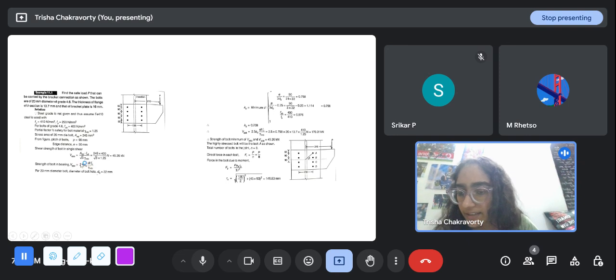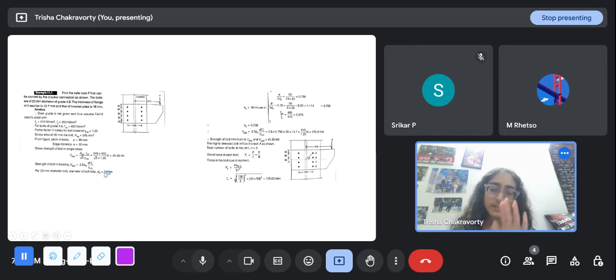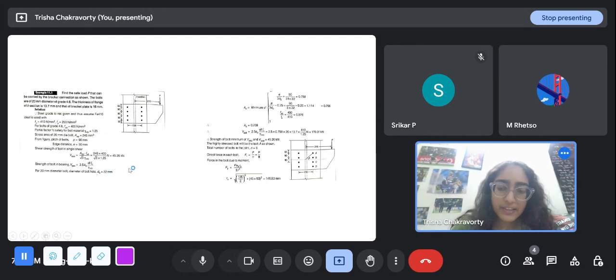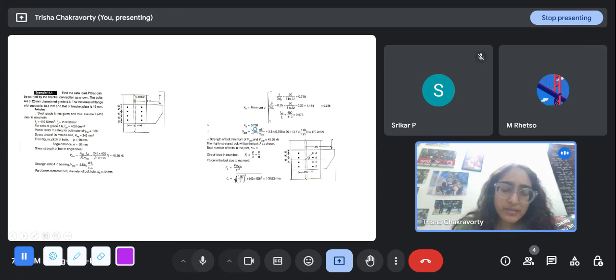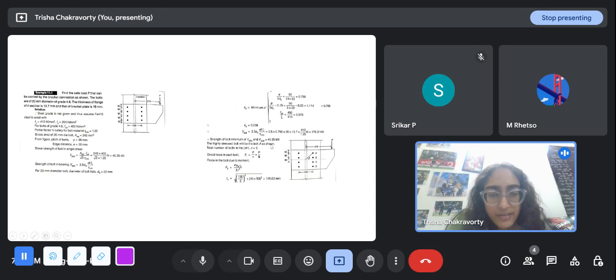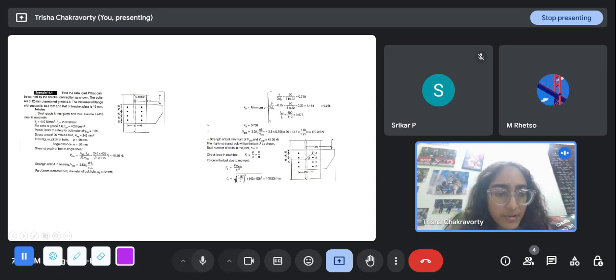The strength of bolt in bearing, again that we have studied, is 2.5 kb into d into t into fu by factor of safety. For a 20 diameter bolt, diameter of bolt hole is 22. These are listed in the IS 800. You don't have to memorize these, you will be provided with these. Kb is the minimum of these. So this is the value. As usual, we generally see that the bearing capacity is much higher than the shear capacity, so the shear capacity is the critical one. So strength of bolt is the minimum of shear and bearing, that is 45.26 kilonewton. The highest stressed bolt will be A.